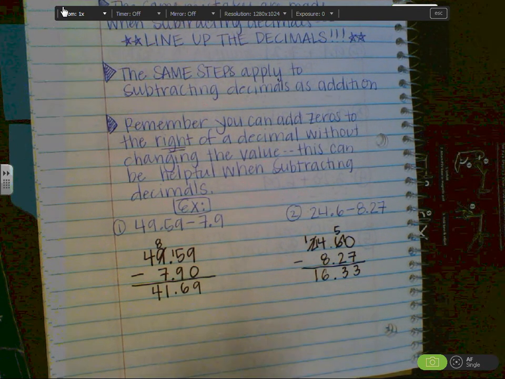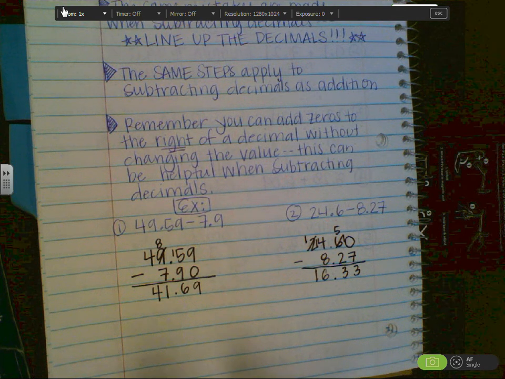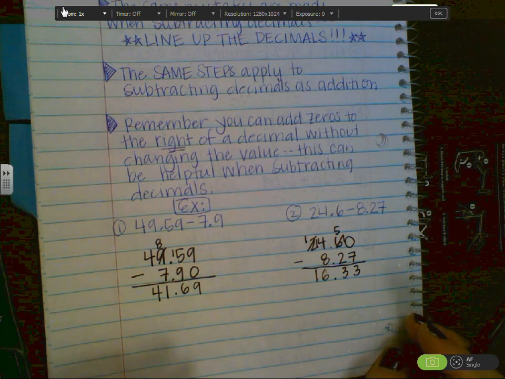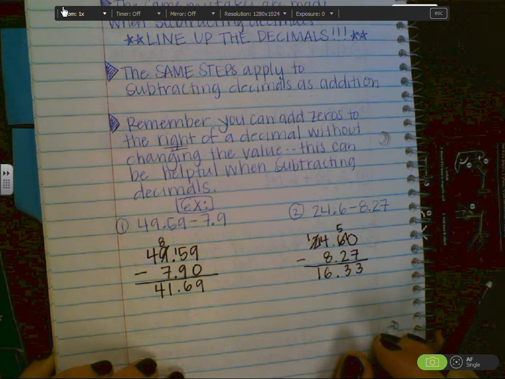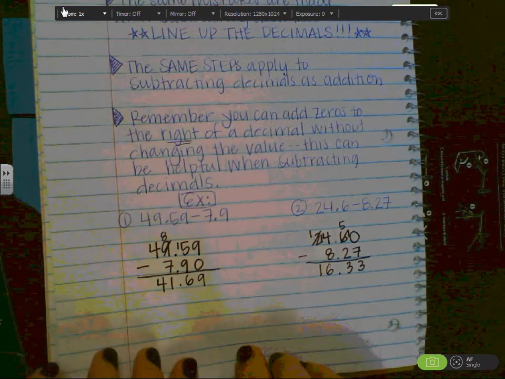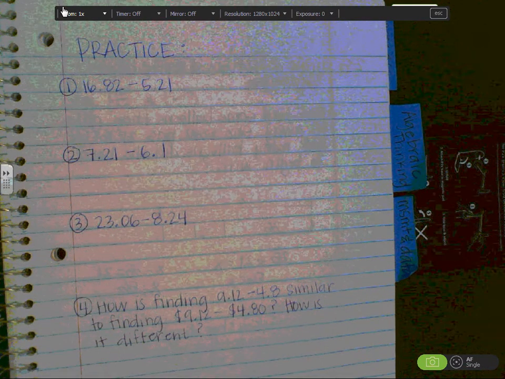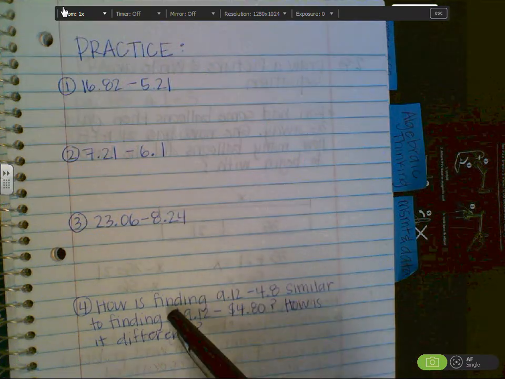Okay? So first, line up the decimals and all the place values really. Second, look to see if you need to add any zeros to help make subtracting easier. And then carefully subtract using your basic math facts that you learned so long ago. Alright? Here are your 4 practice problems. Go ahead and copy each of these down.